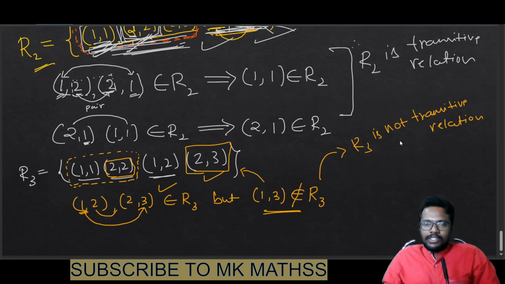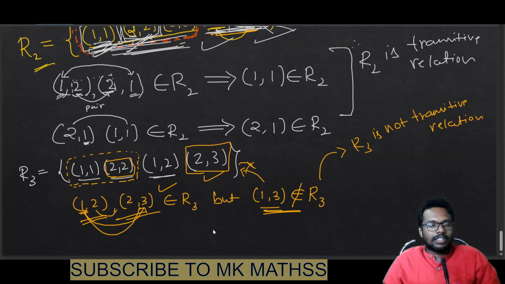R3 is not a transitive relation. I hope you all understand this not a transitive relation also. It becomes not transitive when both ordered pairs exist, (1, 2) and (2, 3) are present, but when we compare the first and last, (1, 3) is not present in R3, then we say that it is not transitive.